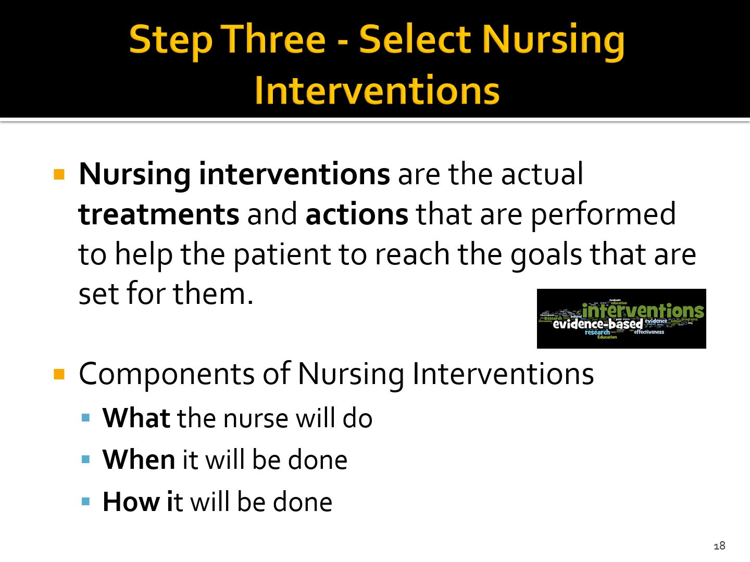Step 3 is to select nursing interventions. The nursing interventions are actual treatments and actions that are performed to help the patient reach the goal that is set for them. So these are components of the nursing intervention. It's what the nurse will do, when it will be done, how it will be done. Think of these as actions that you actually perform. Those are what interventions are.